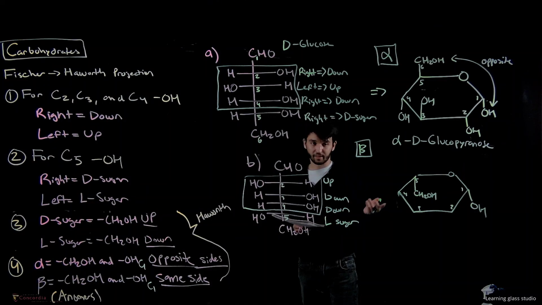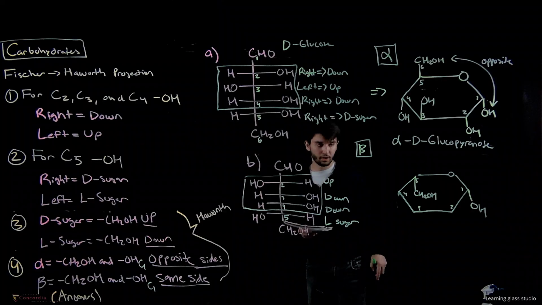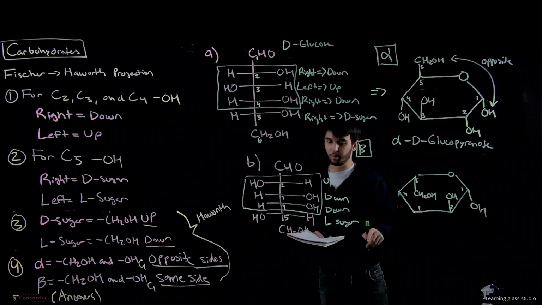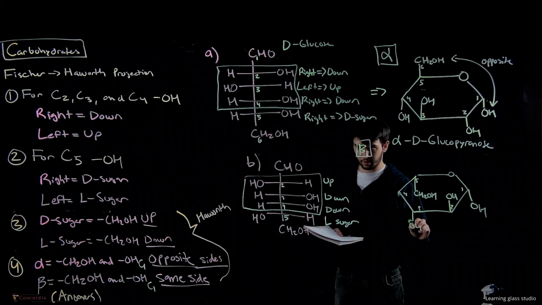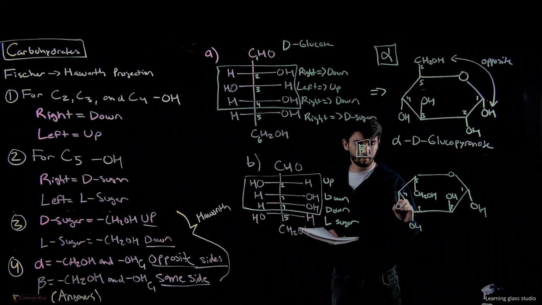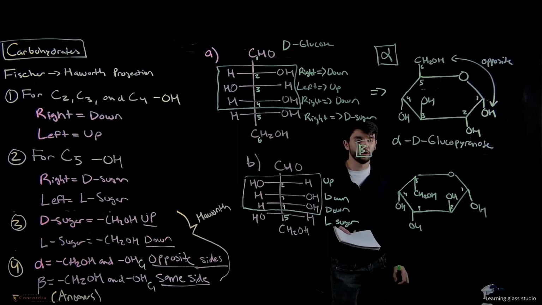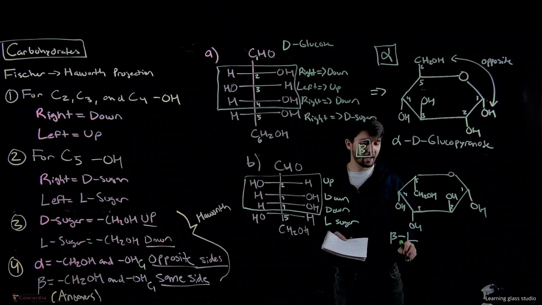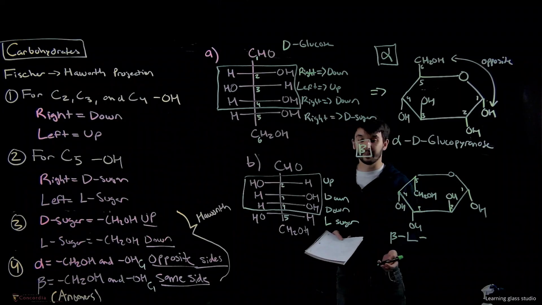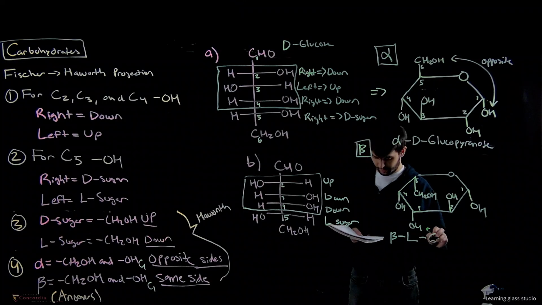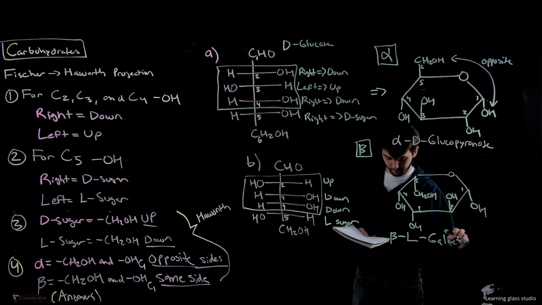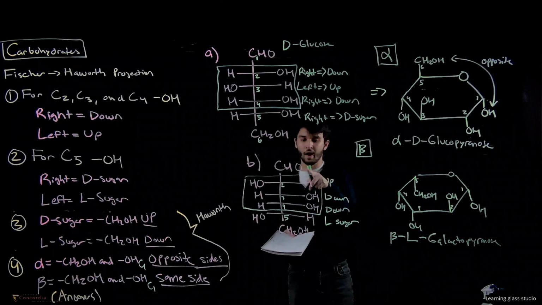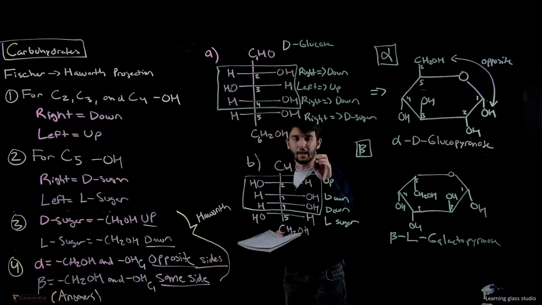Now the rest of this is fairly straightforward. We know carbon 2, this one's going up. Carbon 3, down. Carbon 4, down. And that's it. So we know this is a beta sugar. We know this is L. And we know this is a pyranose. In this case, this is galactose. So this is galactopyranose. And this sugar here is galactose.